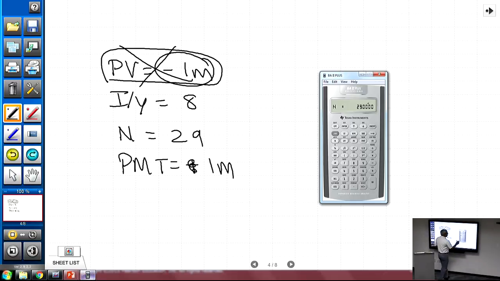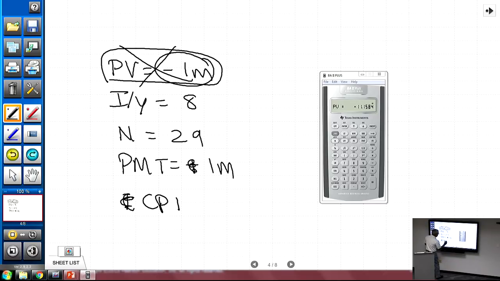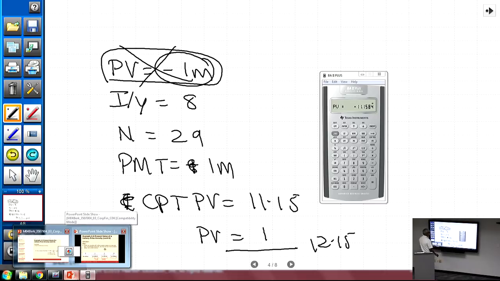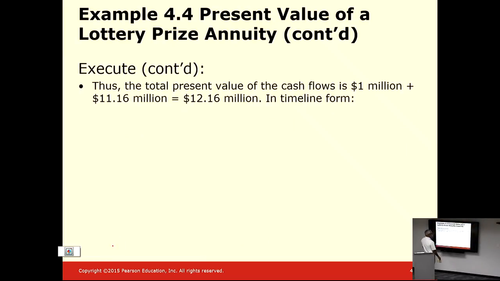So I go over here, clear everything. Second, clear TVM. 1 is my payment. 29 is my N. 8 is my IY. Now I compute present value. That's 11.15. So compute present value, 11.15. To this I add the present value of 1. My total present value is 12.15. And that's what we have over here, 12.15 or 12.16.